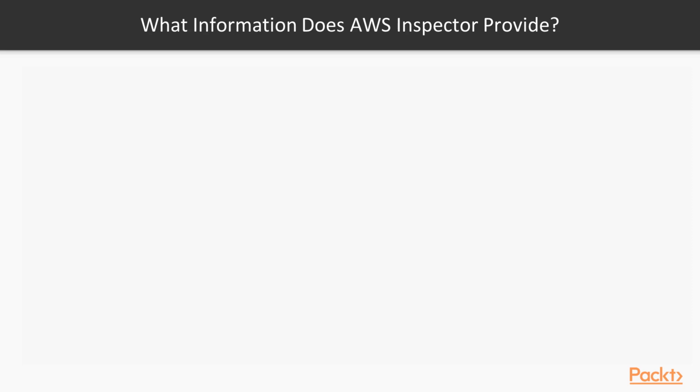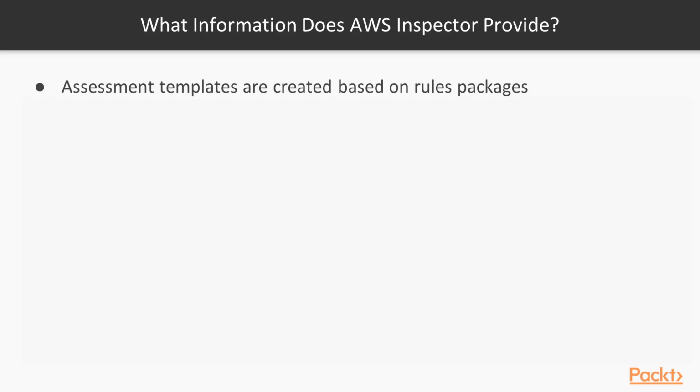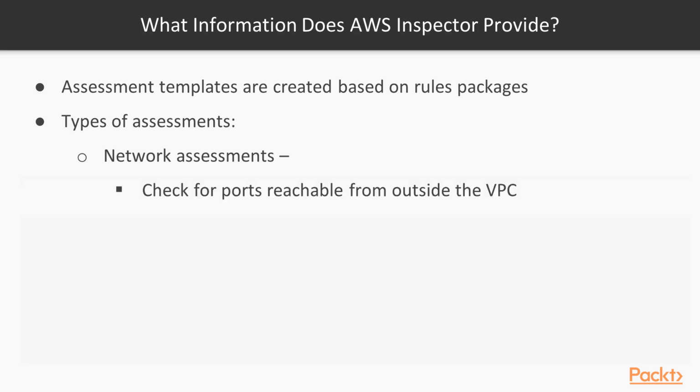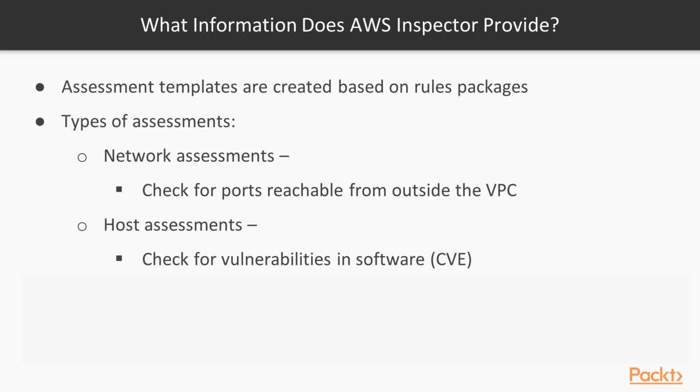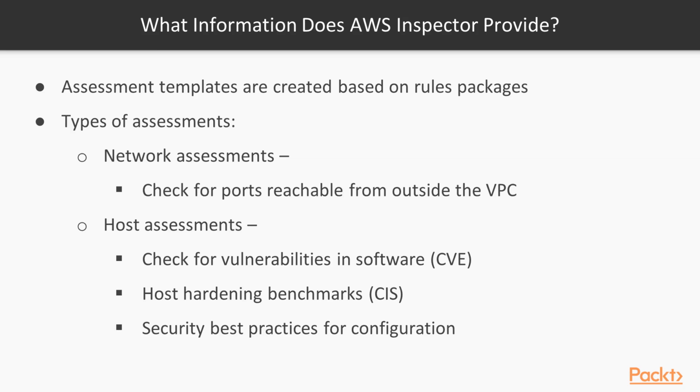You start using AWS Inspector when you are creating a template. You will need to create an assessment template that is based on rules packages. And those rules will essentially tell Inspector what it needs to test your EC2 instances against. So what type of rules will it actually run? The types of assessments are network assessments to check for ports that are reachable from outside the VPC, host assessments to check for vulnerabilities in the software, host hardening benchmarks, or security best practices for the configurations that you are using.